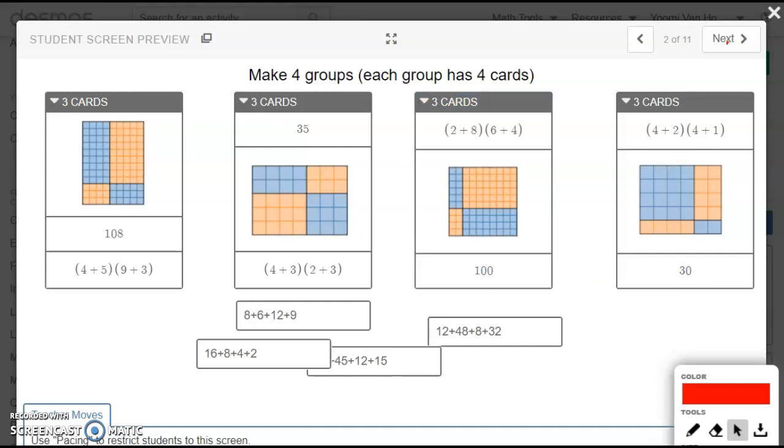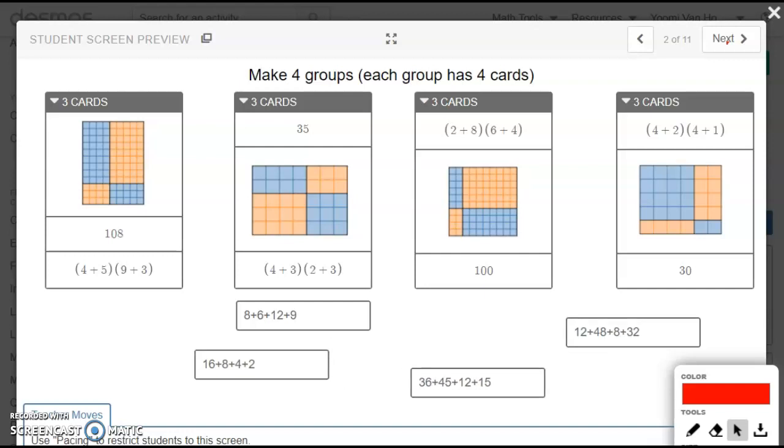4 plus 2 is 6. 6 plus 6 times 4 plus 1 is 5. So 6 times 5 is 30. And we have that as well. Okay, now we just have the area as the sum.